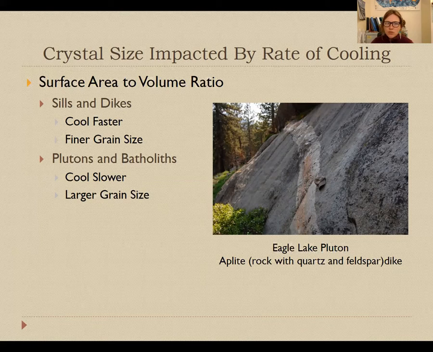So the sills and dikes cool down much faster, and they tend to then have finer grains, meaning smaller sized crystals. So finer grain is another way of saying smaller sized mineral crystals that won't be as easy to see or easy to distinguish. Whereas plutons and then bigger batholiths made up of many plutons usually are going to therefore cool down more slowly. So they're likely to have larger grain size or larger mineral crystals.